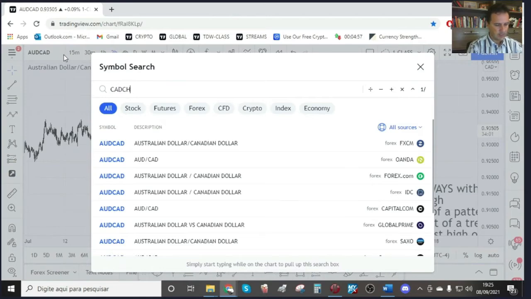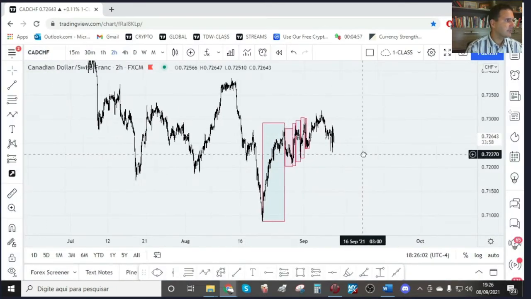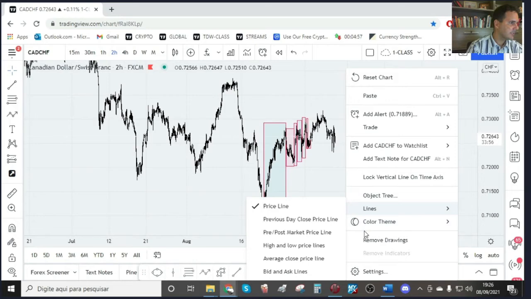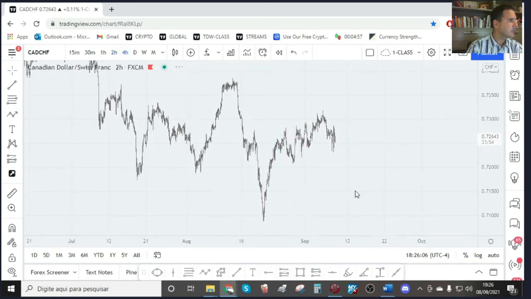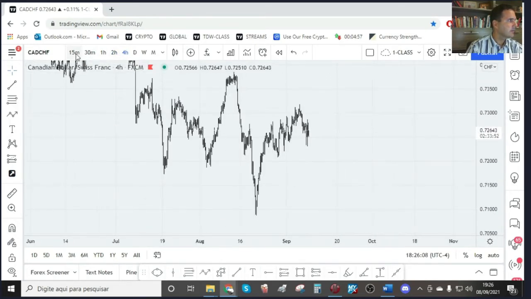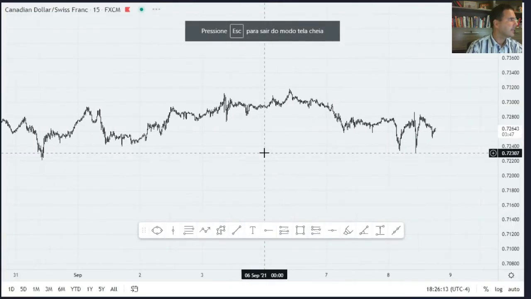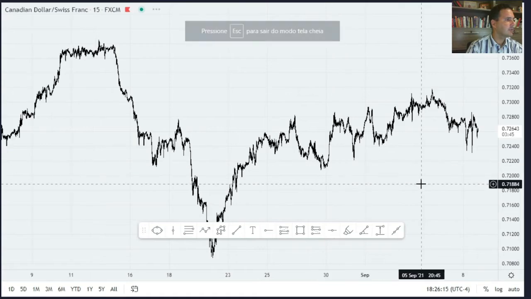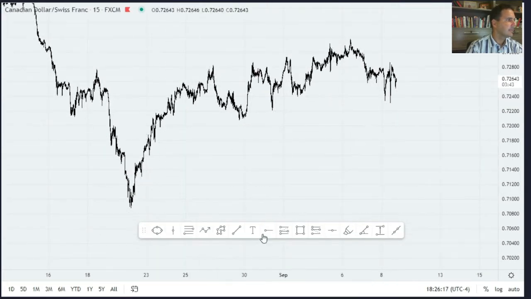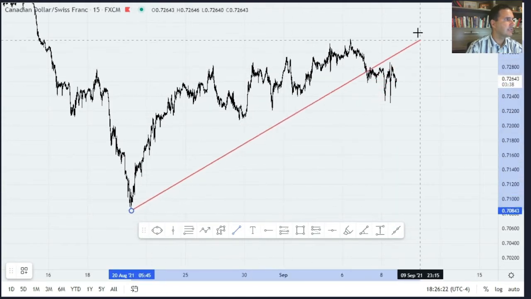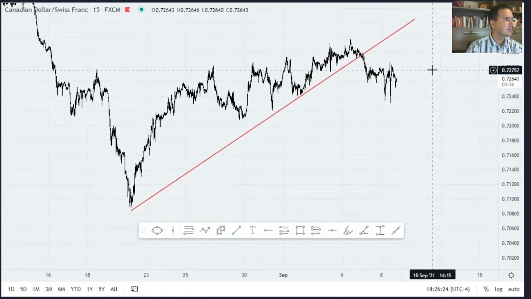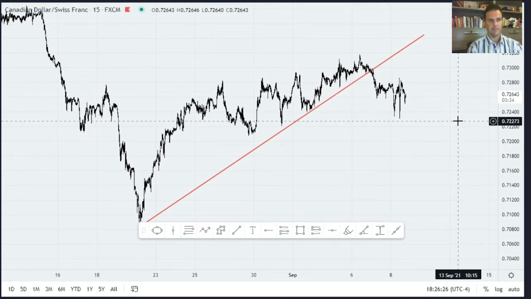Maybe Canada CHF. Canada CHF, great. Canada CHF, remove drawings. 4 hour chart. 15 minute chart. There you go, everybody. Canada CHF 15-minute chart, right? Now, is this uptrend line correct? Yes or no? What do you say? Is the uptrend line on the Canada CHF 15-minute chart correct?